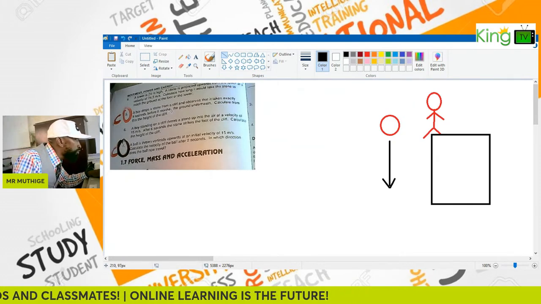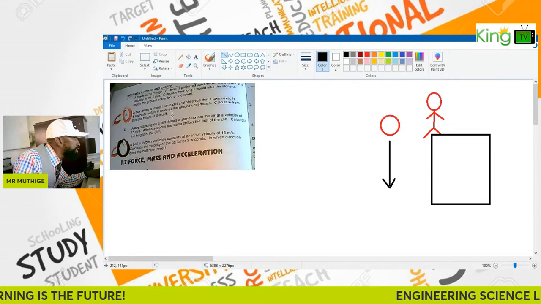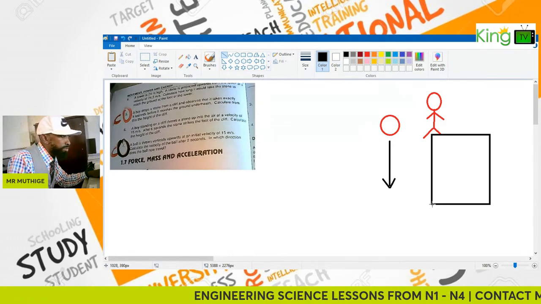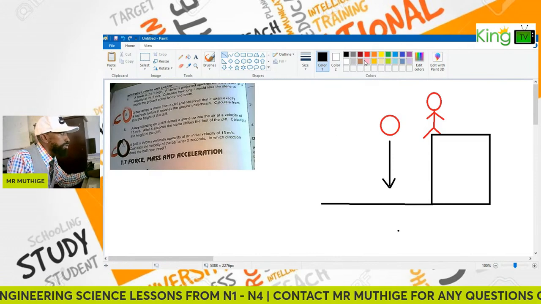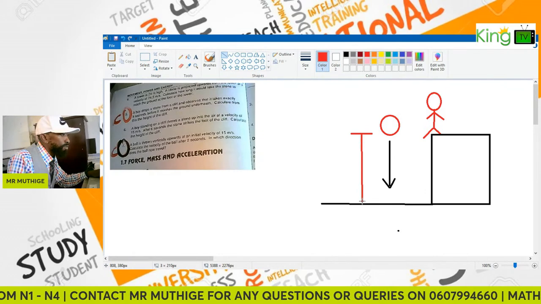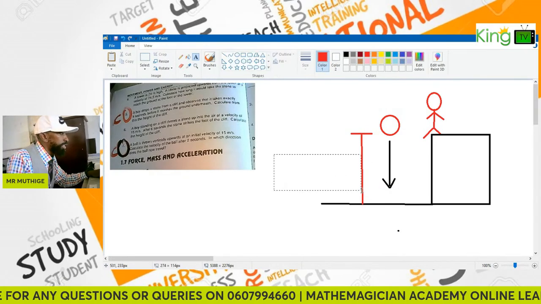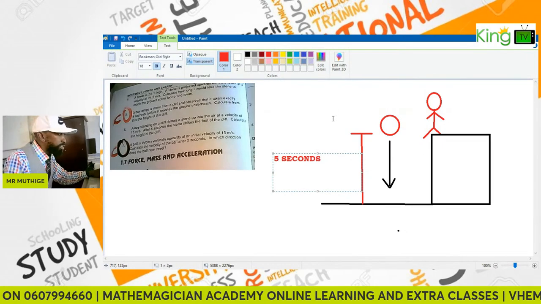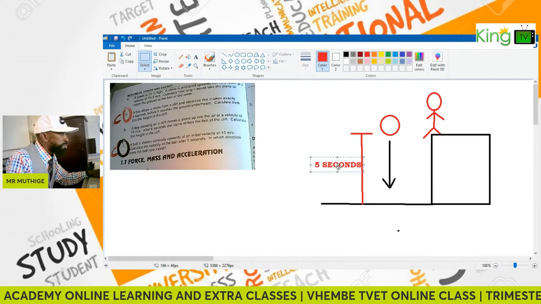A boy drops a stone from a cliff and observes that it takes exactly 5 seconds before it reaches the ground underneath. It takes how long? 5 seconds before it hits the ground. And there we've got the distance and the information there.